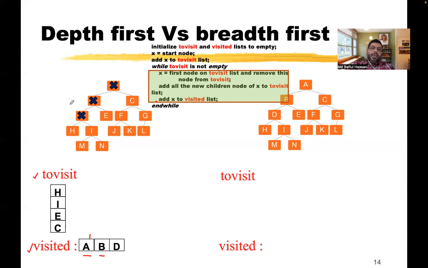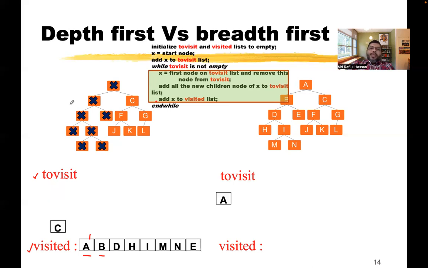I think you understood it. So let me continue these things. You can see that we are adding H, and H does not have any children. So now we'll pop the I, or take the I from the to visit, and add all the children of I, that is M, N. So we'll continue like this. I think you understood how this algorithm applies to the depth first traversal of the tree.